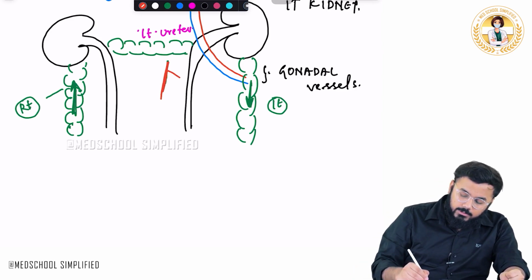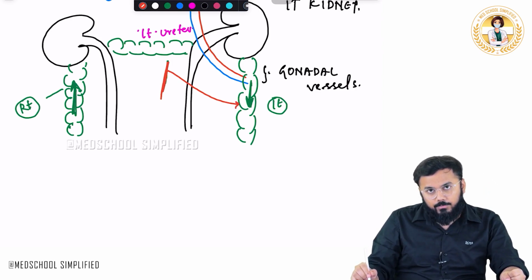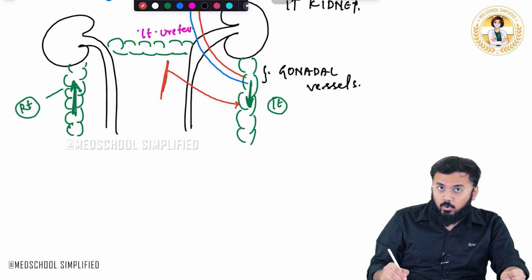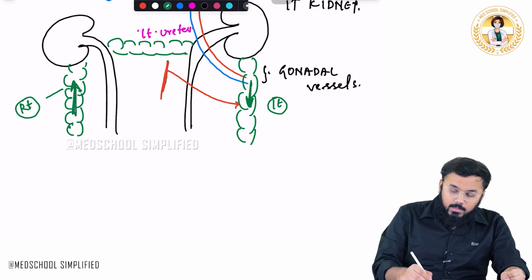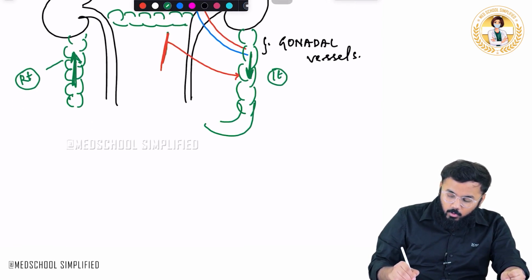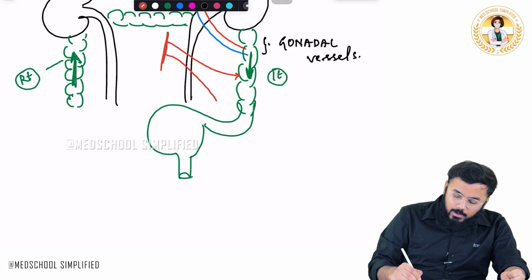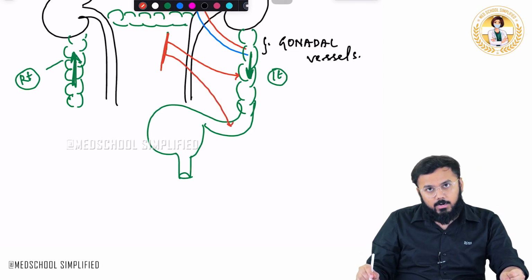What are those two branches? One branch supplies your descending colon. That is called the left colic artery. What is that artery called? I will write it in a minute. Left colic artery. Next, this descending colon finally continues as the sigmoid colon, and then you have your rectum as well as your anus. Another branch that supplies the sigmoid colon is called the sigmoid artery.